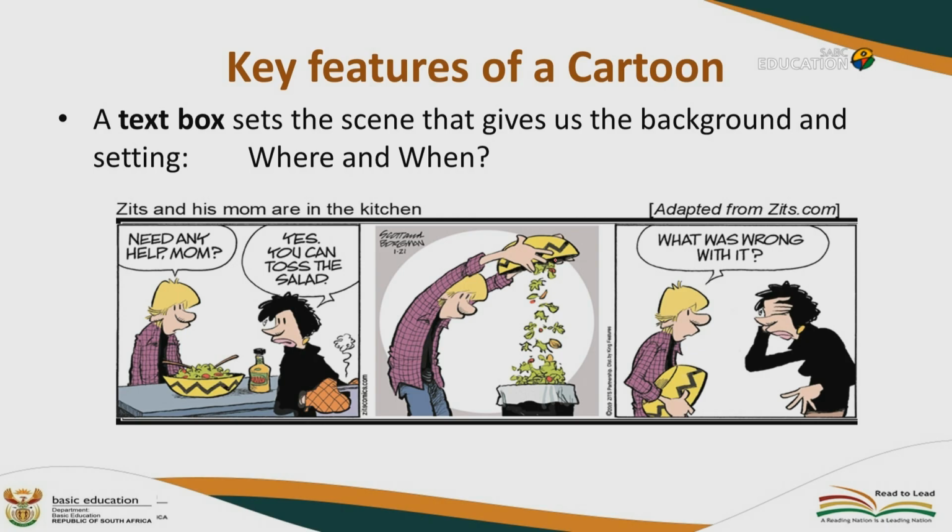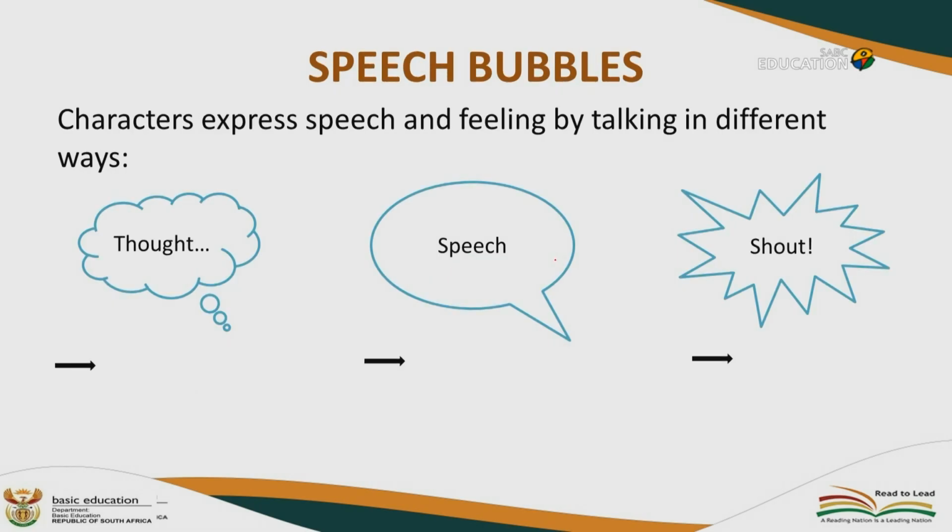Now we know what Zitz is saying. Need any help, Mom? And Mom says, yes, you can toss the salad. Now we know the conversation that is taking place here. Why? It is because of speech bubbles. There are different ways that characters can express themselves using speech bubbles.